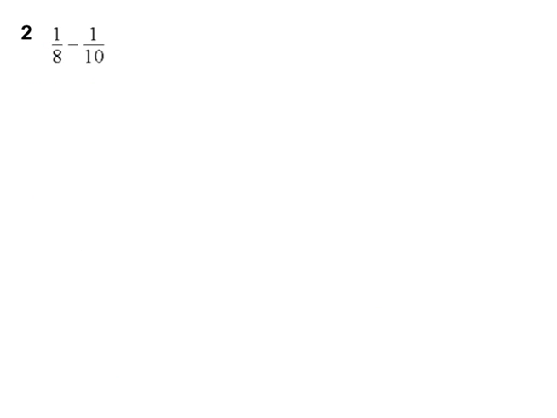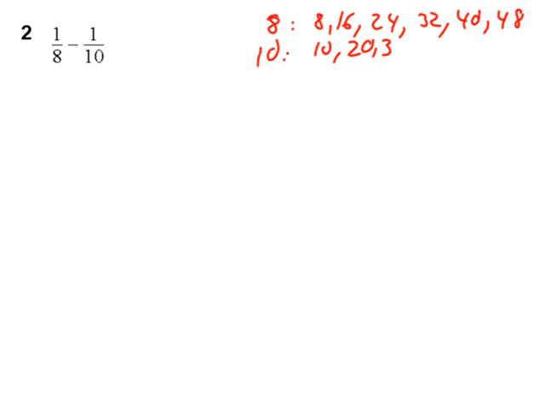Question 2, we have the same type of question except it's subtraction. So this time, I'm going to write the multiples of 8 and 10 out. And we got 8, 16, 24, 32, 40, 48, and I'll stop there. And we got 10, 20, 30, and 40. So the first multiple they share is 40.